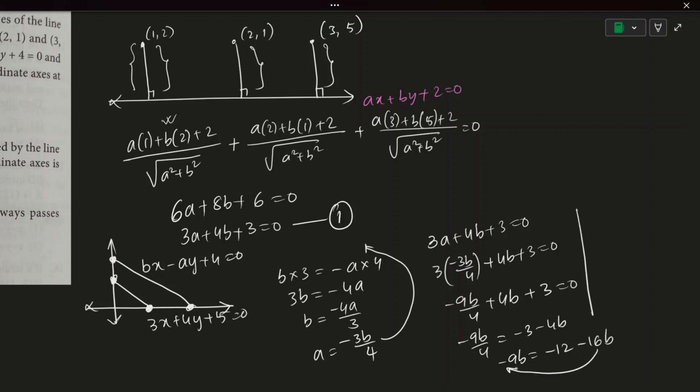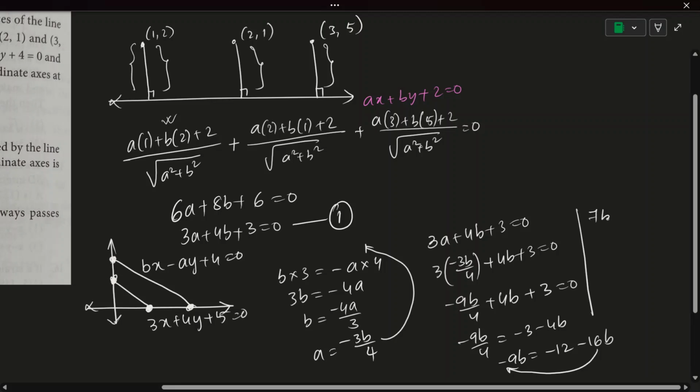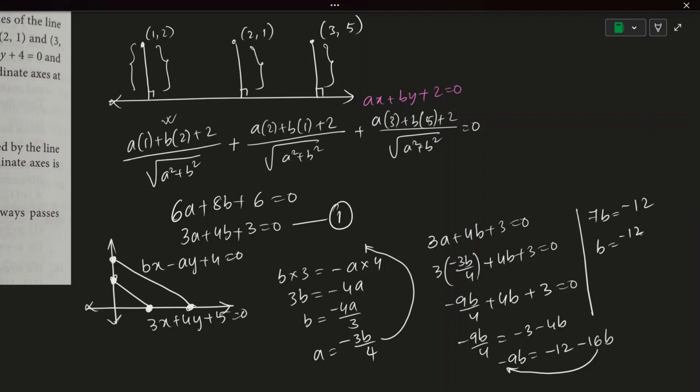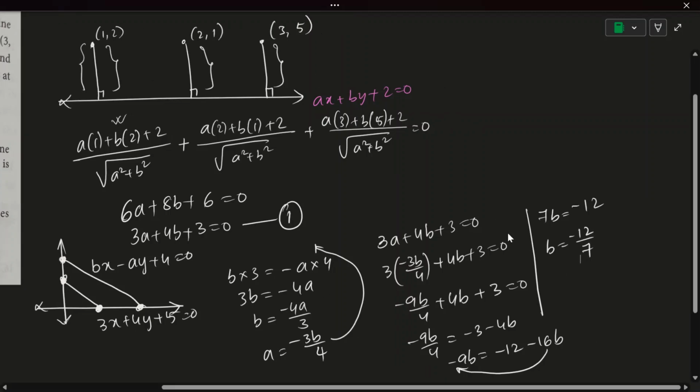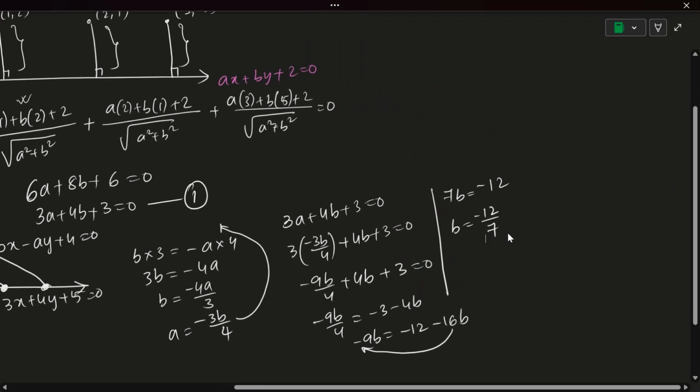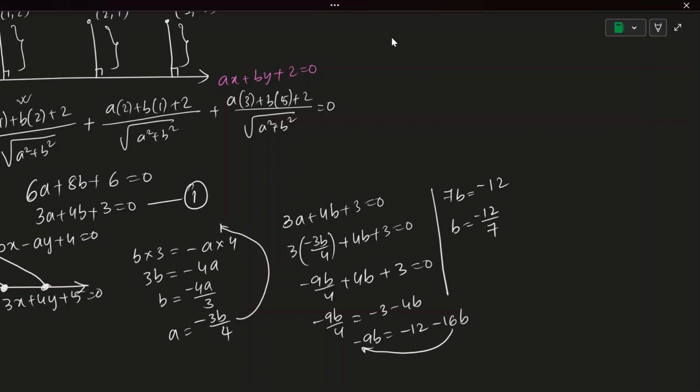Again send this one to here. Then it will become 7b is equals to minus 12. So b is equals to minus 12 by 7. Okay, so this is the b value. Now again substitute the b value in a. Then a is equals to minus 3 by 4 into minus 12 by 7.